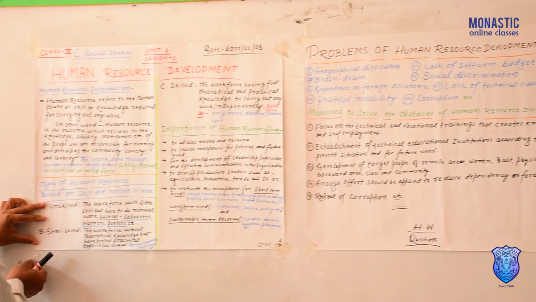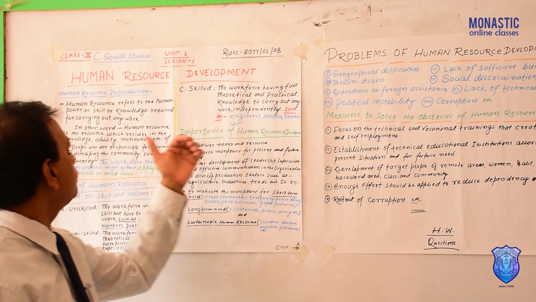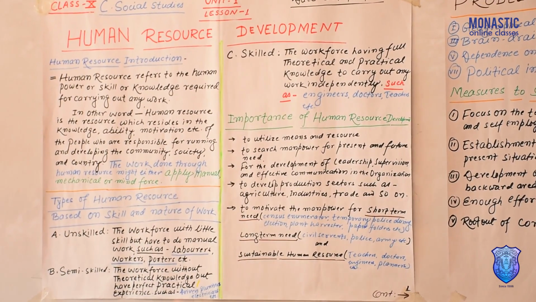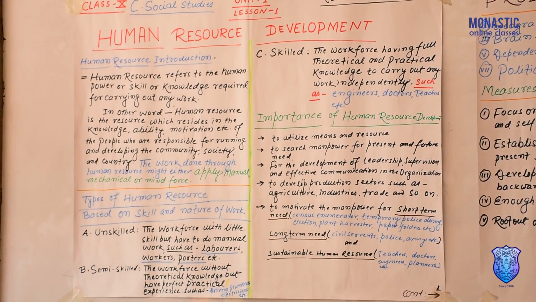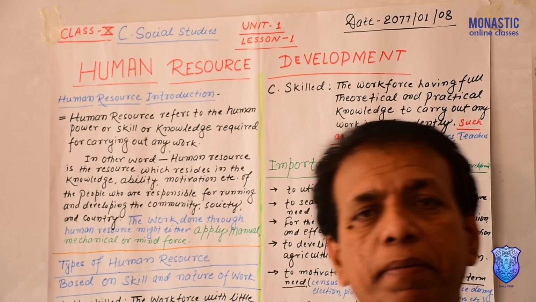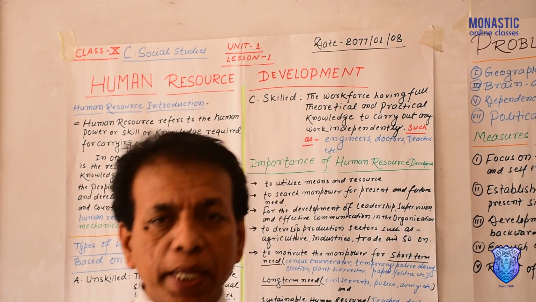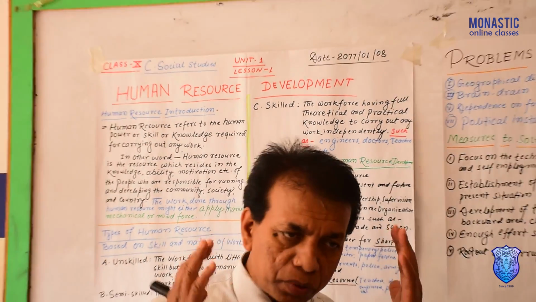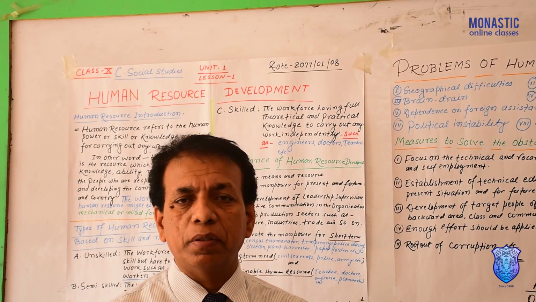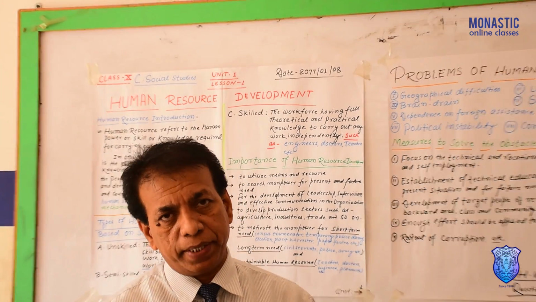About the human resource, today I have brought some material for you. You can see here the human resource introduction. Human resource refers to the human power, skill and knowledge required for carrying out any work. Human resource refers to such kinds of manpower who can do work themselves. They have good ability, quality, and talent to do work for the betterment of the nation, the people, and the country's development.